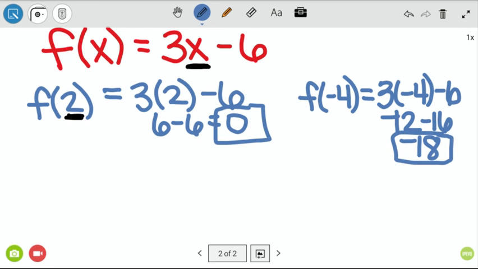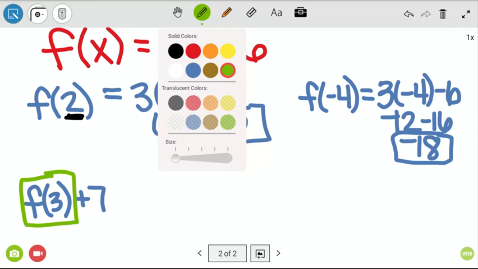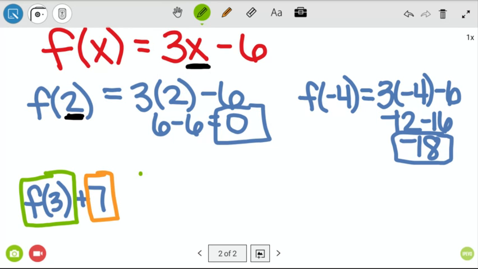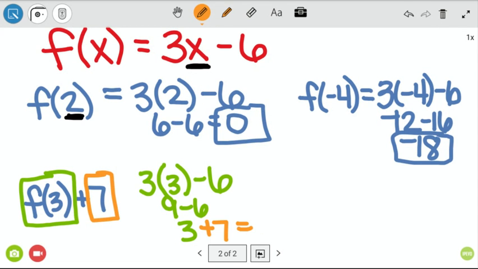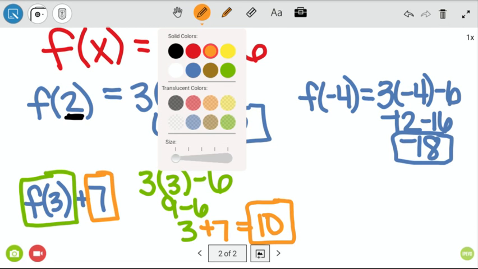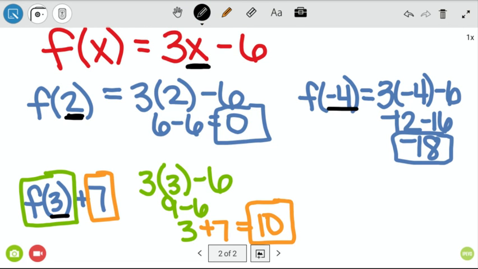Now we can also add one more step to it. We could do something like f of 3 and then plus 7. So we're going to plug in 3 first, and then afterwards we're going to get an answer and add 7 to it. So let's do f of 3 first. The function rule is 3x minus 6, so we plug in a 3. We get 9 minus 6, which is 3. Then at the very end, add that 7, and that gives us an answer of 10. So with function notation, whatever you have in parentheses is what you're plugging in for x.